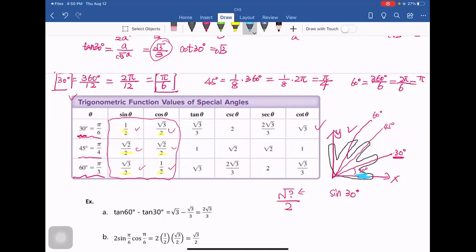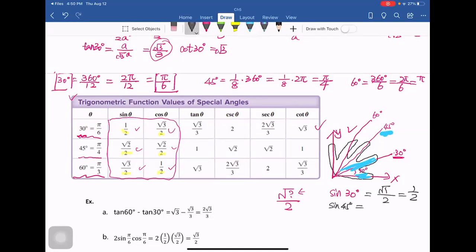So the sine 30 degrees equals the question mark, I put 1, and the bottom is 2. Square root of 1 is 1, so it's 1/2. How about 45? Sine 45 degrees equals how many fingers below this line? We have 2.